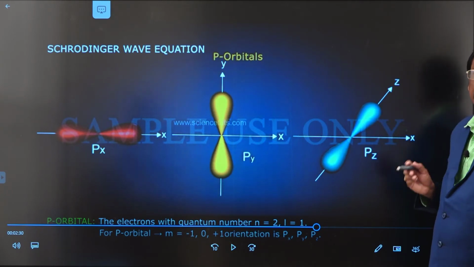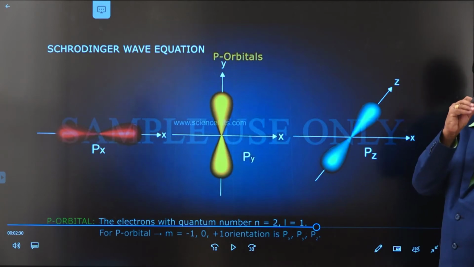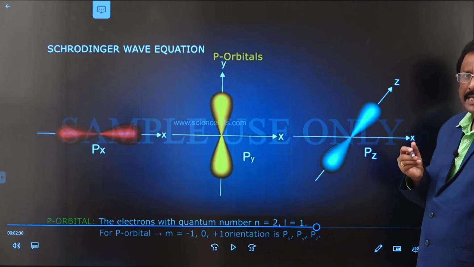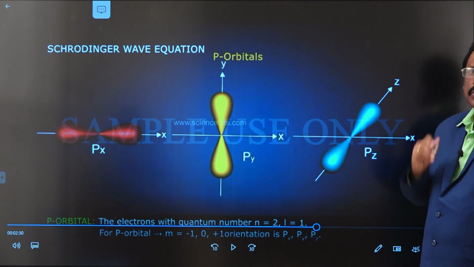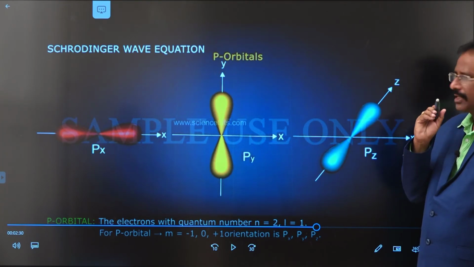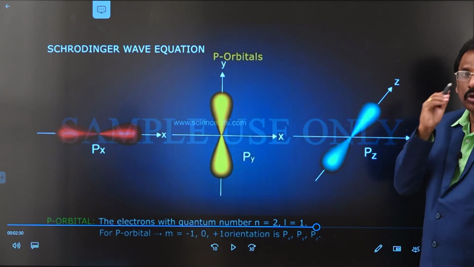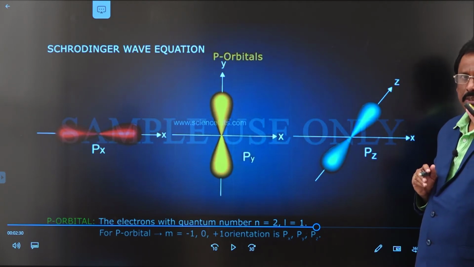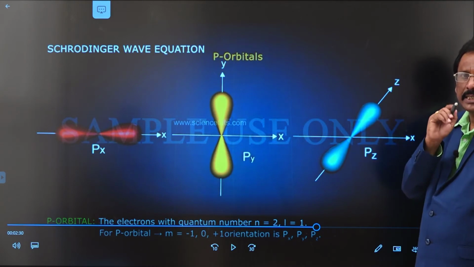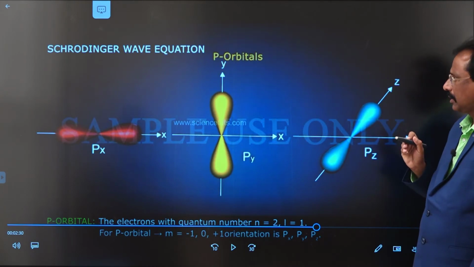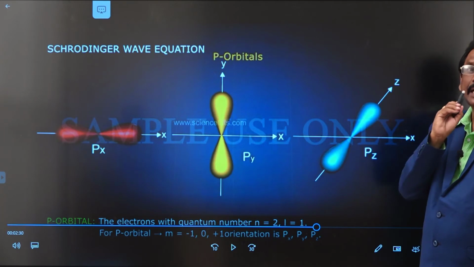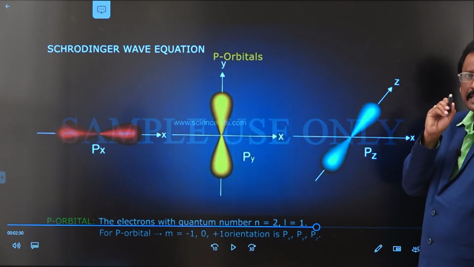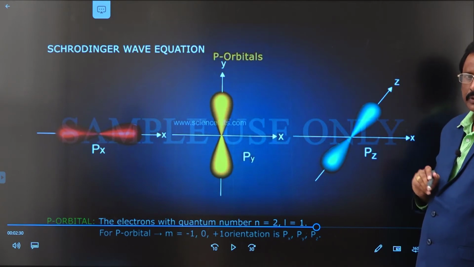That plane is said to be nodal plane. Another name of nodal plane is angular node. Nodal plane is nothing but angular node. So there are two terms in this topic. One is spherical node, nothing but radial node. Formula is n minus l minus 1. Note down that one.